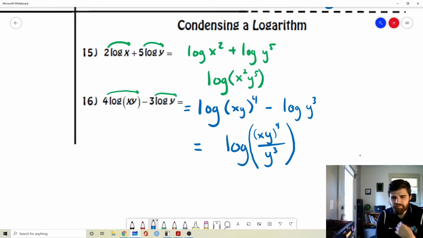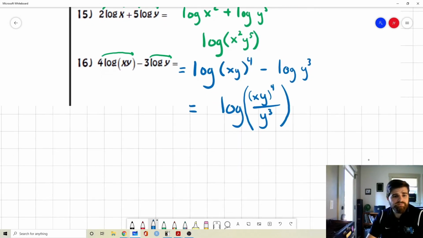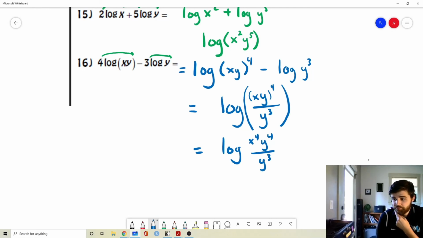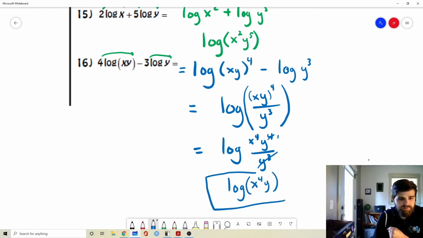We got y's on top and bottom. Some of those should cancel out. So let's finish this off. So on top, I've got x to the 4th power, y to the 4th power. On bottom, I've got y to the 3rd power. So we got 3 y's on bottom and 4 y's on top. So 3 of those are going to cancel out using our exponent quotient rule. We get x to the 4th y. Write this a little bit better. X to the 4th y is our argument. Okay, so this simplified pretty nicely.